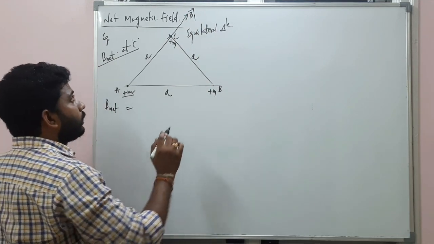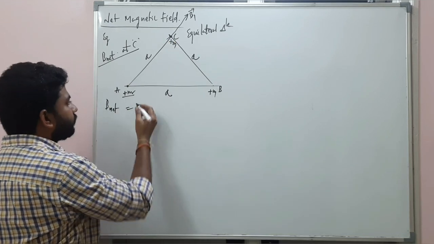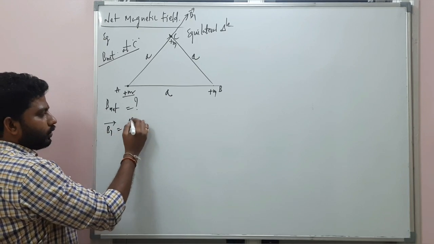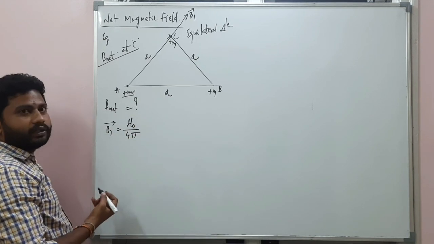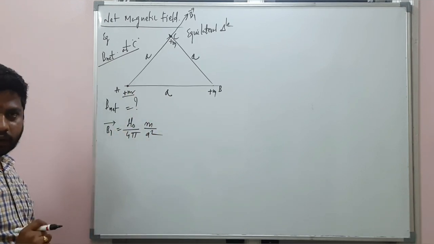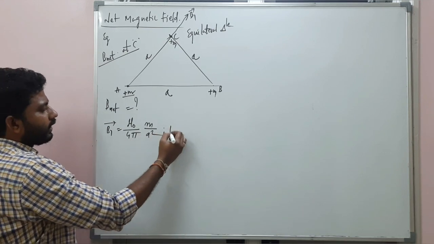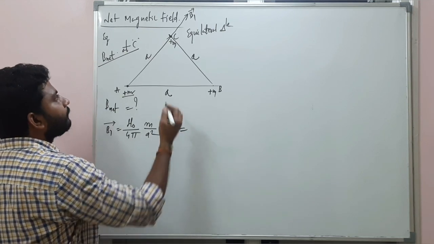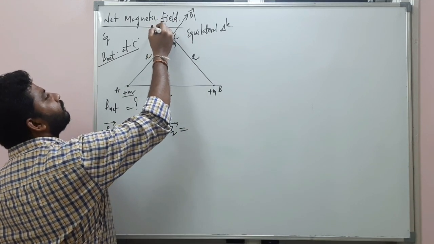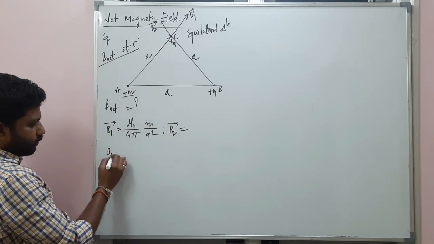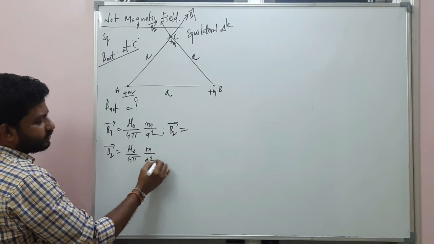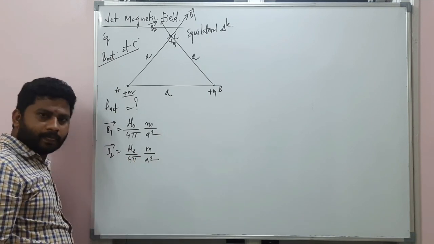Okay. Now, what is that B1 bar? So this is our A. So what is a B1 bar? B1 bar is equal to mu naught by 4 pi into M divided by A square. Right? What is B2 bar here? The B2 bar will be due to this magnetic pole at this point. So this is B2 bar. The B2 bar also will be the same, mu naught by 4 pi into m by a square. Both are the same.